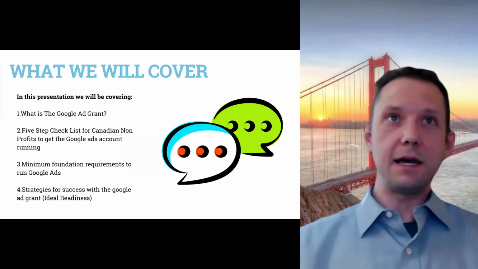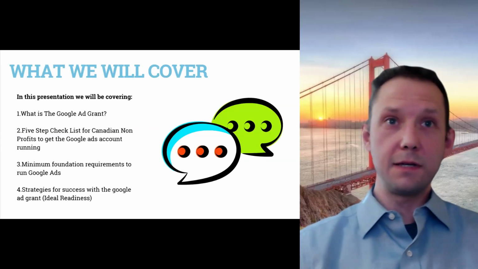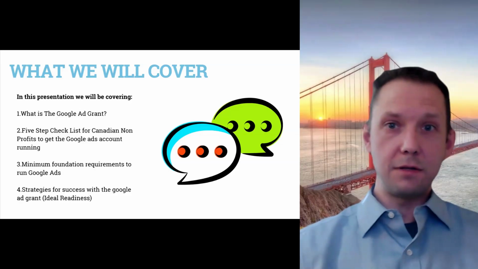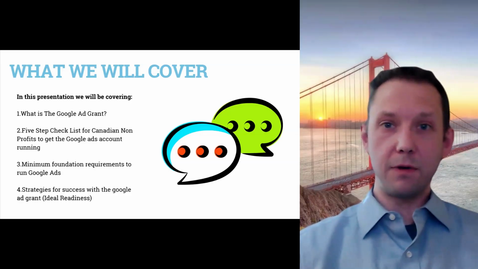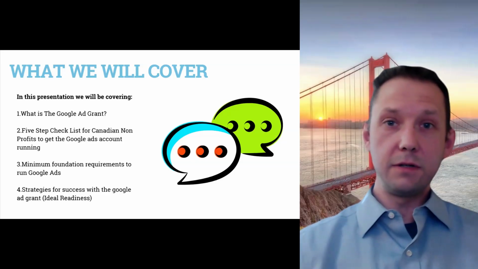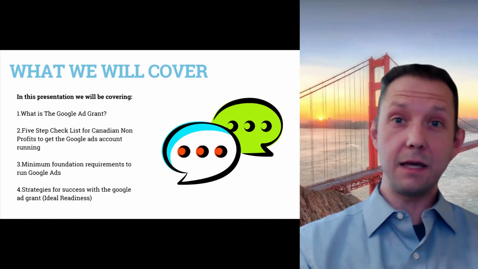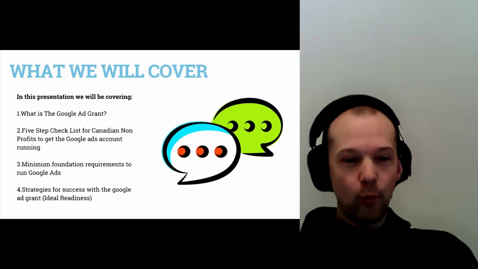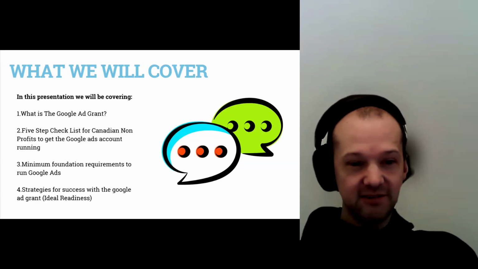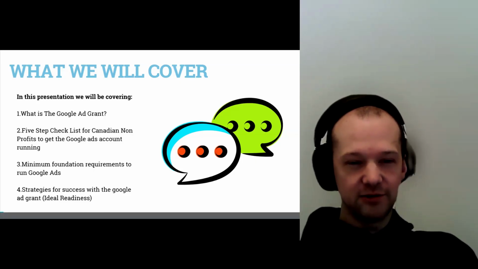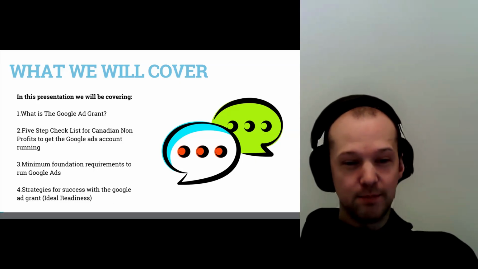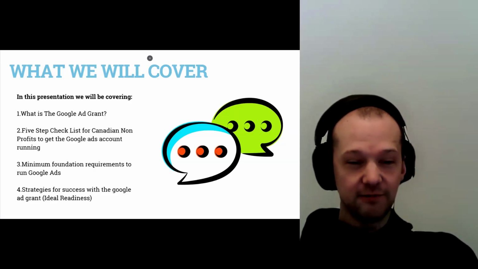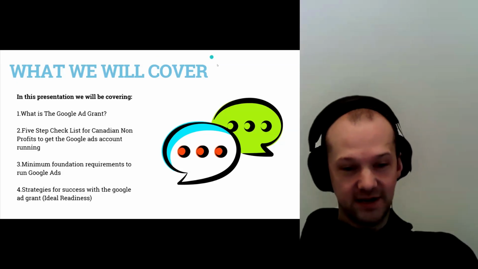Awesome. Yeah. Leading into that, Davin, can you run over what we're going to be covering? We'll walk you through step by step what you need to know to properly utilize the $10,000 in-kind ad spend offered by Google. Of course, in this presentation, we'll be covering what a Google Ad Grant is, the 5-step checklist for Canadian nonprofits to get the Google Ads account running, the minimum foundation requirements to run Google Ads, and strategies for success with the Google Ad Grant's ideal readiness.